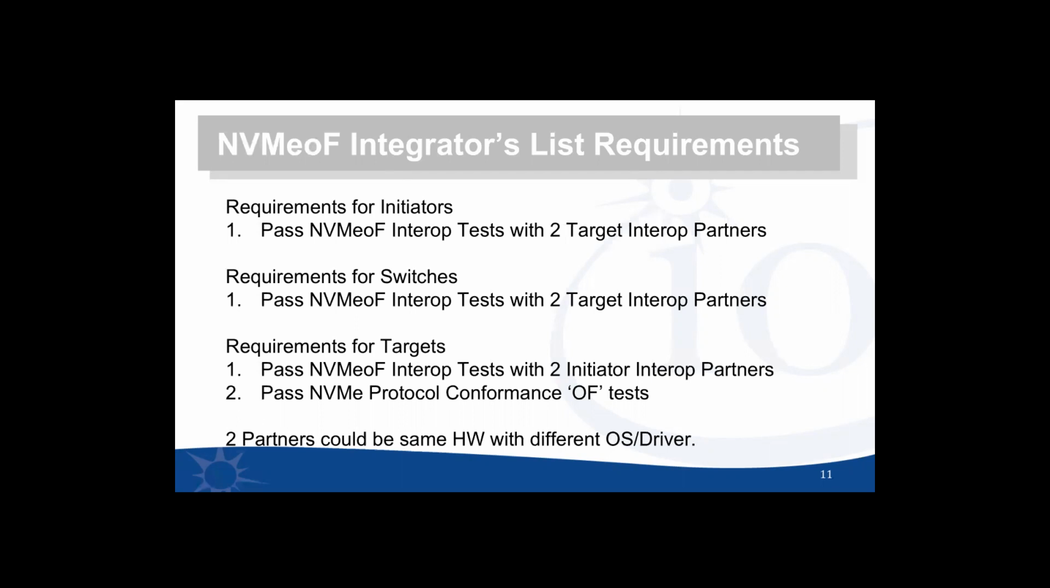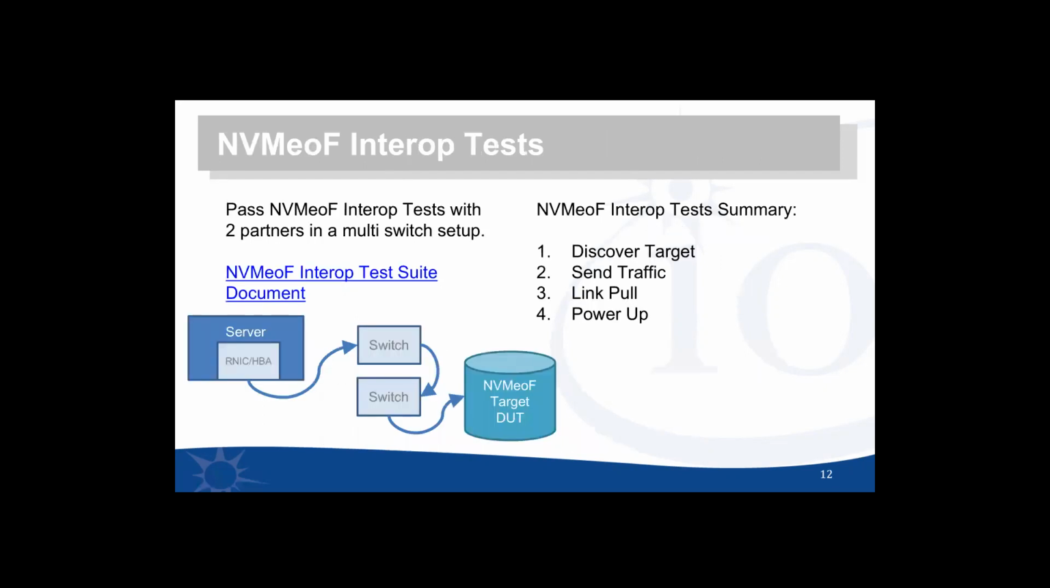So we've kind of mimicked the same thing here. Just to reiterate, two Interop partners for initiators and switches, and then two Interop partners plus the conformance tests for targets. Now you'll note when we refer to the requirements for targets, we say pass the NVMe protocol conformance OF test. And I'll get to what that designation means in a little bit.